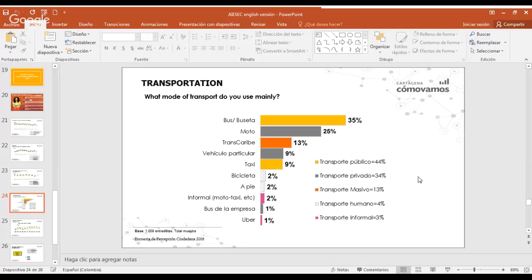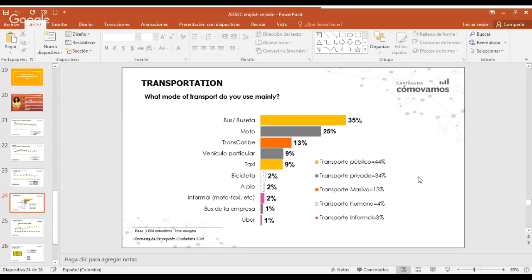And also, when we asked people about the mode of transportation, what mode of transport they use mainly, people answered that the main transportation they use to move from one place to another is public transportation, and mainly buses, at 44%. The second mode of transportation that people use is private transportation with 34%, and the next one is the mass transportation that in Cartagena is Transcaribe.